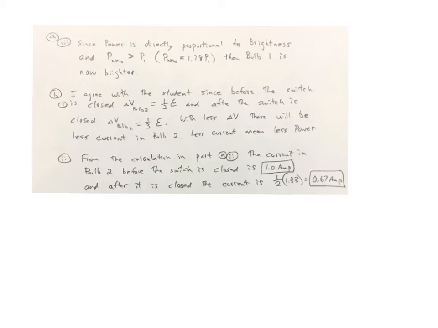So to finish off part A, you have to then explain how the result of your derivation of part A, part 2, that we just did, relates to the explanation of part 1. Well, since the new power is greater than the old power, so the new power is 1.78 times power 1, and you should say that power is directly related to brightness, therefore, since this holds true, then bulb 1 is brighter because it has more power.